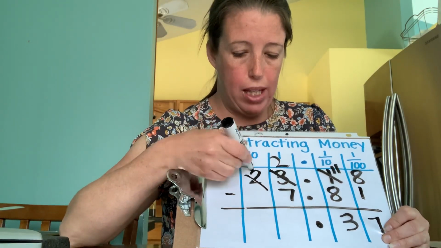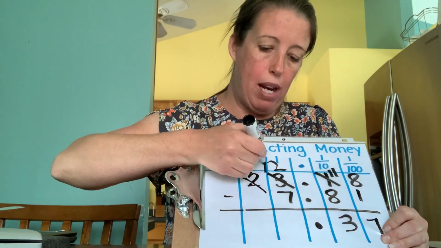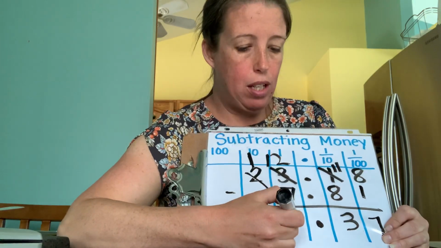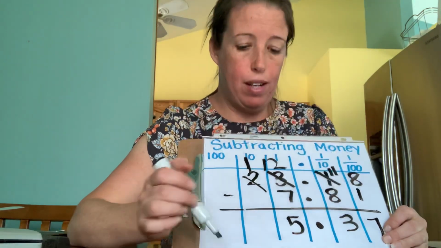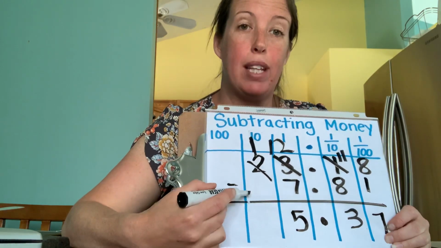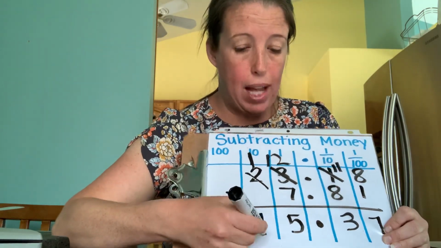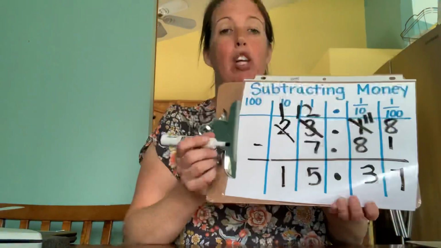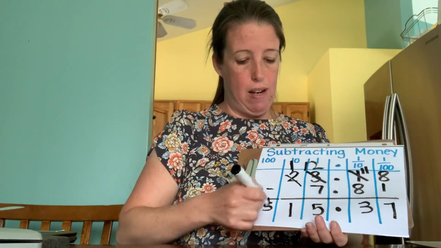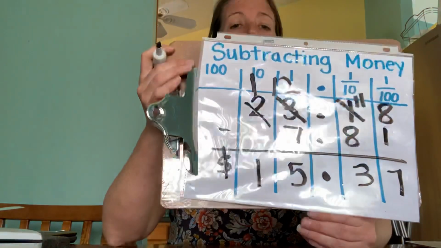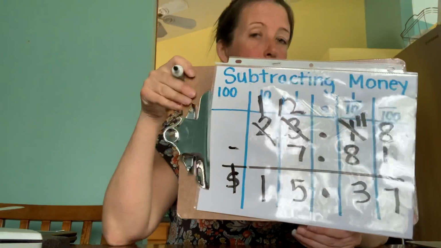That becomes 1 left. Add 10 to my 2 and I have 12. 12 minus 7 is 5. And 1, I don't have anything to take away from it, so I'm still left with that 1. And now let me give it a unit, which is dollars. And you would have $15.37. So that's how we can typically subtract money.